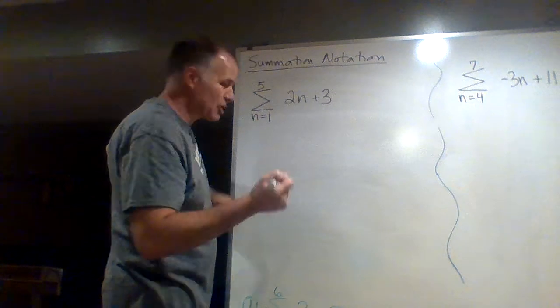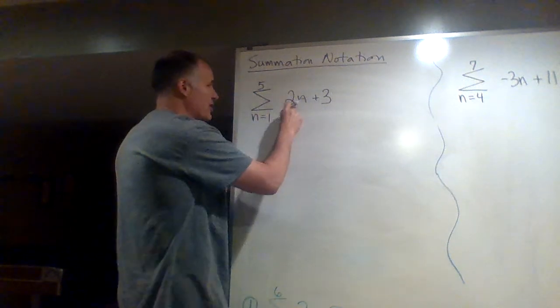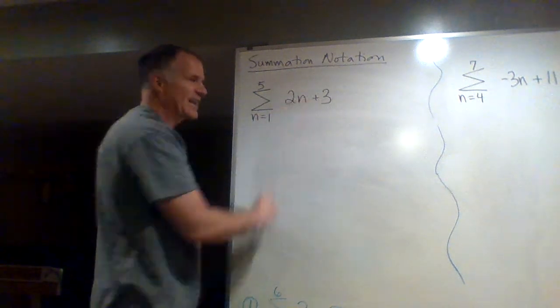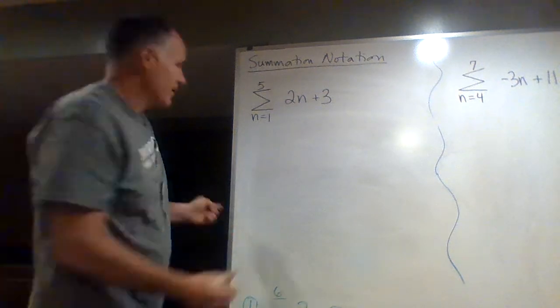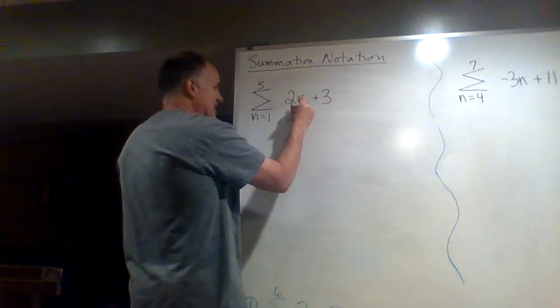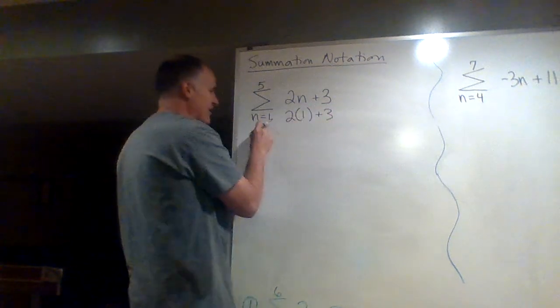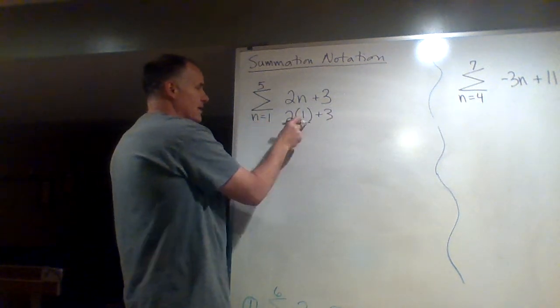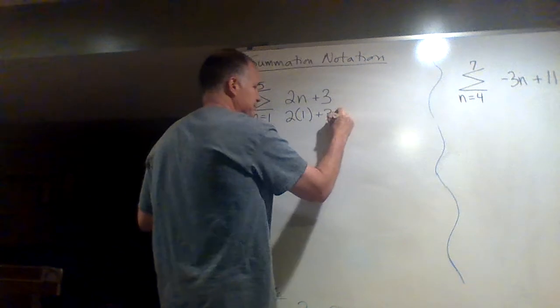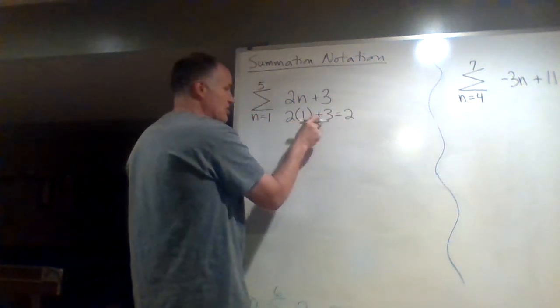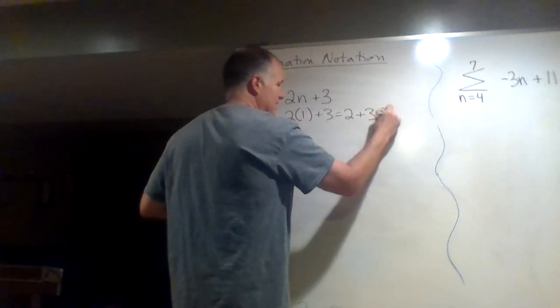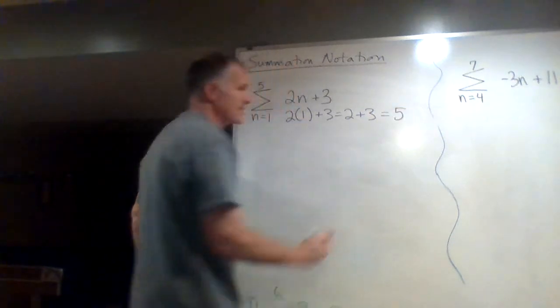Let's go ahead and work on this one together. Here's our formula, 2n plus 3, and I can give you any formula. What they're saying is that for n, we're going to start with a 1. 2 times 1 is 2, plus 3. 2 plus 3 is obviously 5.